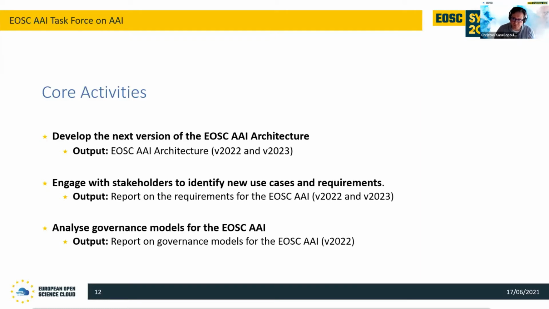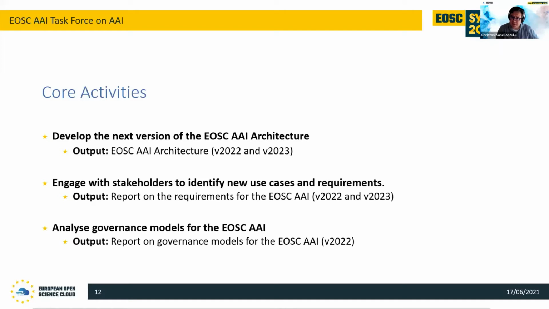We plan to release one version in 2022, effectively addressing the gaps and the requirements that the previous task force has captured and has published in that report. And then another version at the end of 2023, and I already give you a hint that we are going for a 24-month period, where basically we're going to be looking into the gaps and requirements that we will identify during the next year.